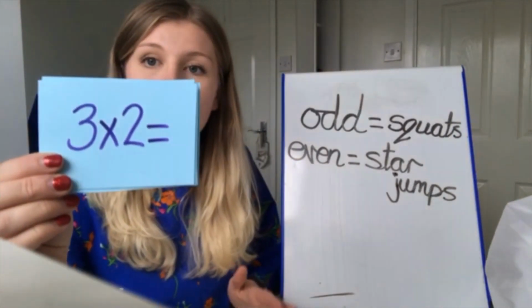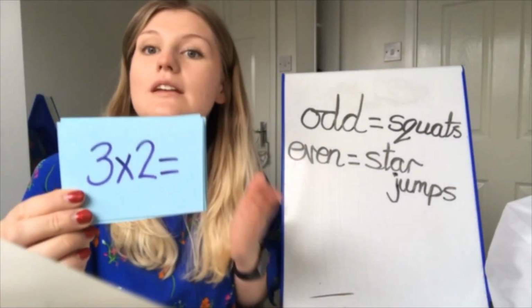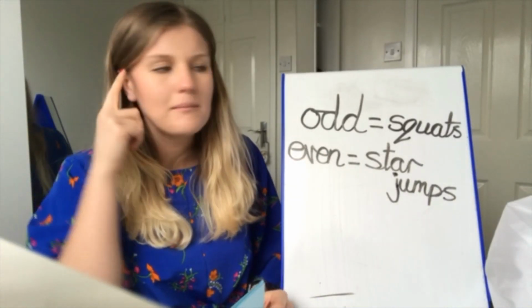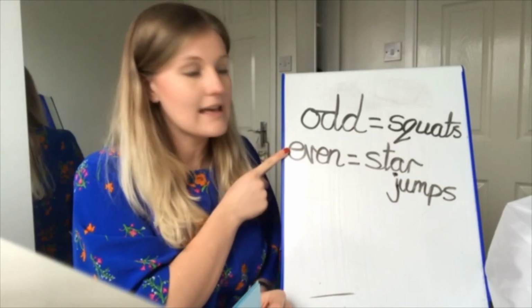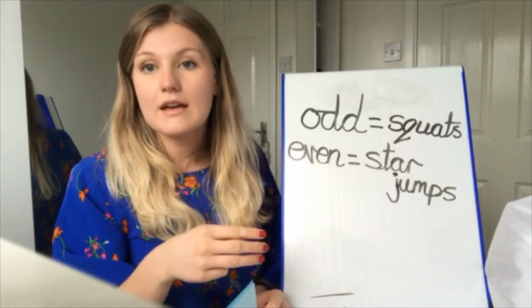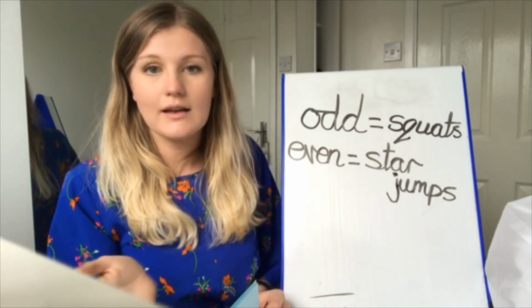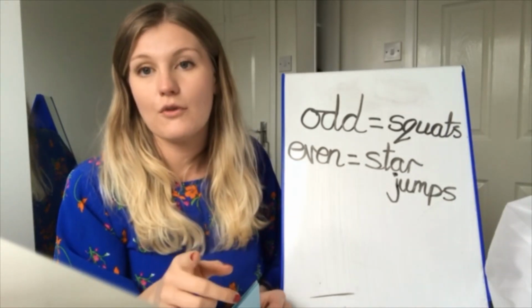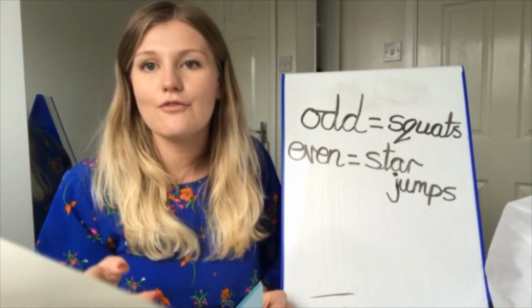Like this. So 3 times 2 equals, you will need to work out the answer, and then when you've got the answer you need to figure out, is that number odd or is it even? Now all of our odd numbers end in 1, 3, 5, 7 and 9. All of our even numbers end in 0, 2, 4, 6 and 8. Hopefully you already know that.